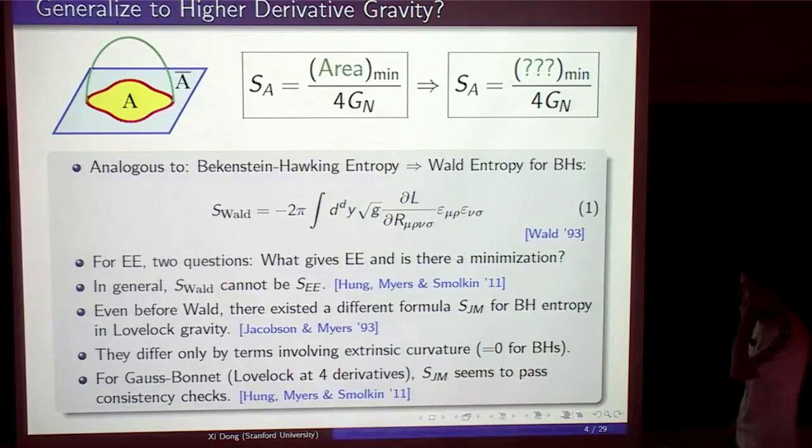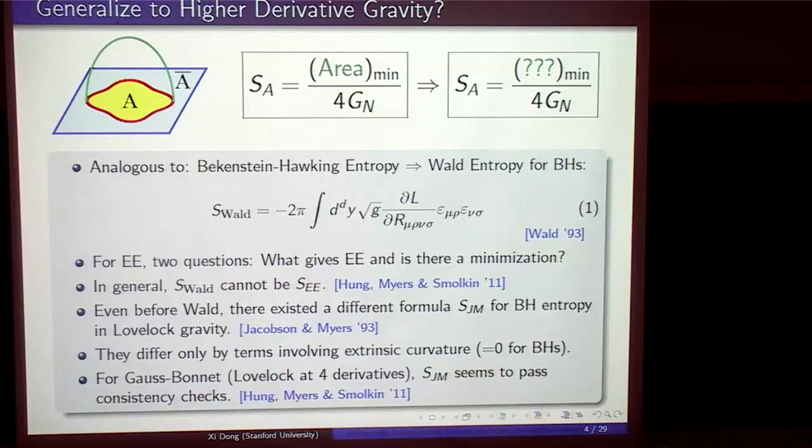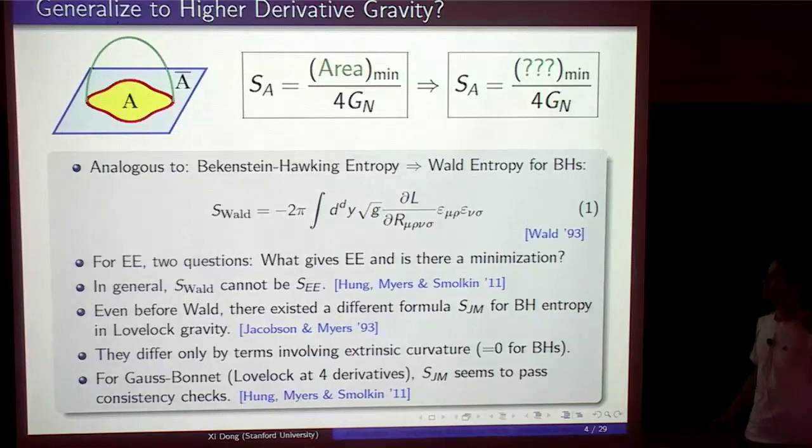We know that in general, the Wald entropy alone cannot be the entanglement entropy. We know it cannot be the entanglement entropy because it does not produce, in general, the right universal terms in the entanglement entropy. And actually, for the black hole case, you might think Wald entropy is the most general, most natural candidate for the entropy, but there's actually a different formula due to Jacobson-Myers in 93, and the formula is valid for Lovelock gravity, a particular class of higher derivative gravity. These two formulas are different, but they only differ by terms that involve the extrinsic curvature. So in the context where they were both derived, the horizon was a Killing horizon, and the difference is zero. So actually, they are free.